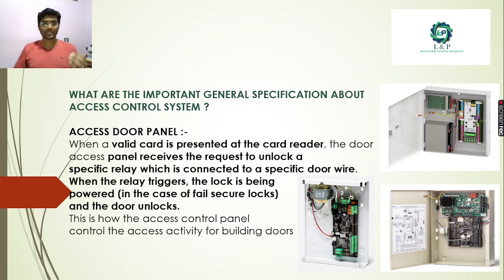So if we present a valid card to the card reader, the panel receives a request to unlock the specific relay which is connected to the specific door wire. When the relay triggers, the lock is powered up, and the door unlocks. So this is how the system will work.